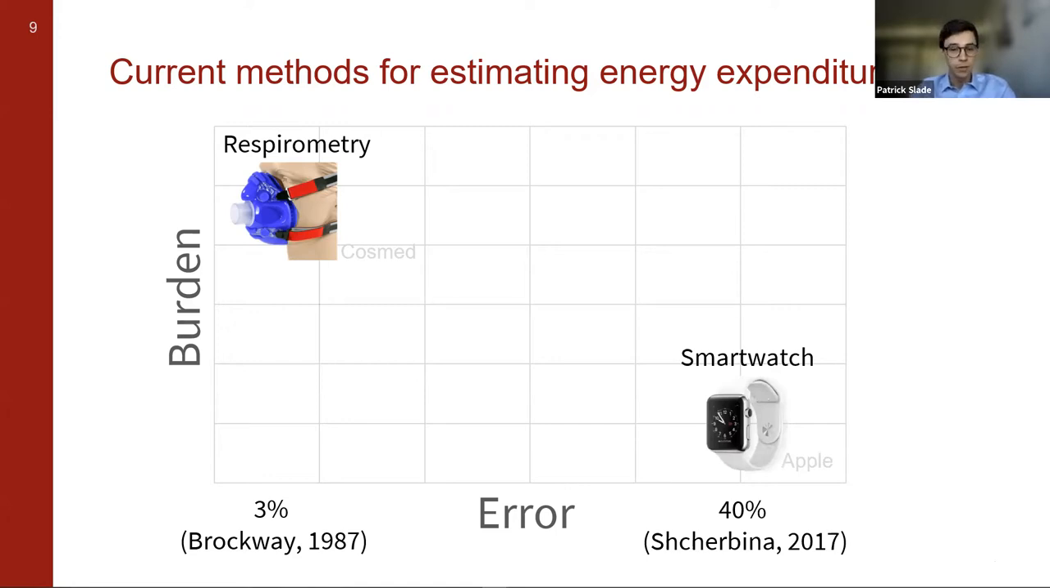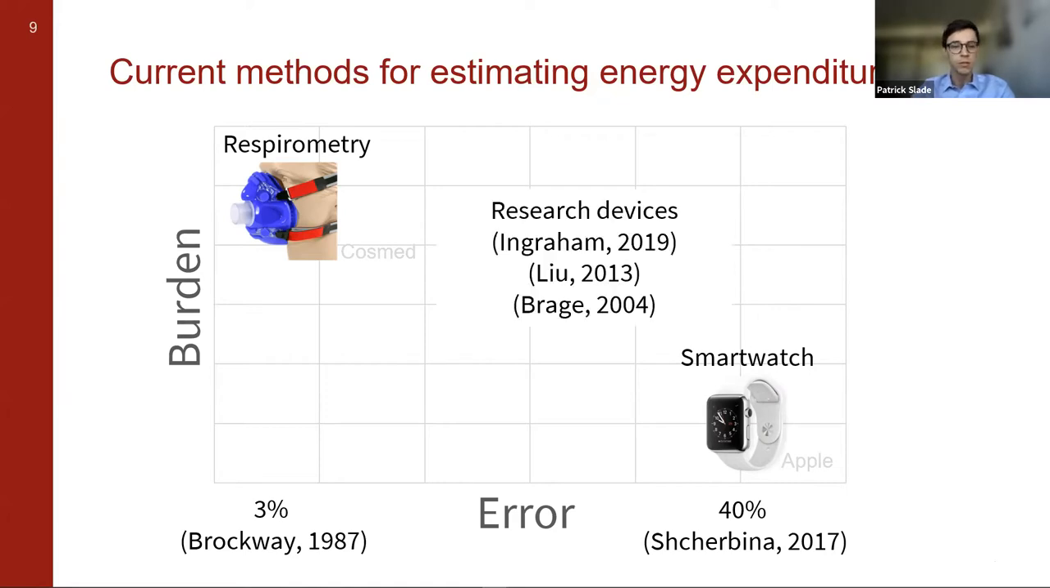On the other end of the spectrum, we have smartwatches and other smart devices. And so these, for example, are very popular, they're very low cost, so they're low burden to use. But unfortunately, several studies have shown that they have a really high error in estimating energy expenditure. So they're not accurate enough for some of the tools that we'd like to provide for weight management.